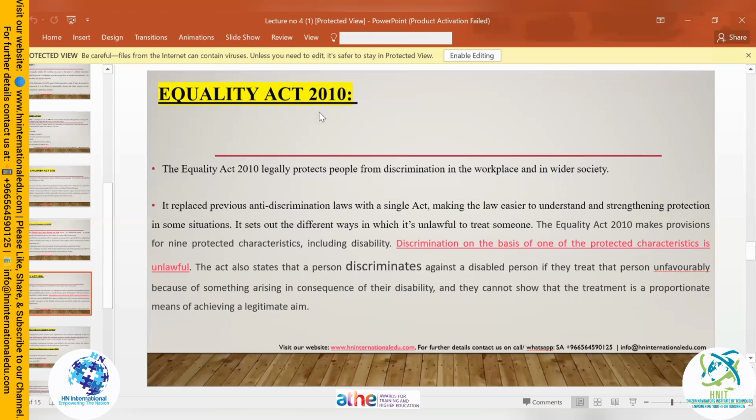If this Equality Act fails, then, since in the present era I know everyone is facing inequalities, the rich are rich and the poor are poor. The boundaries of the rich are something else and the boundaries of the poor are something else. But this act obviously follows the principle that every human being is equal in the eyes of the law.